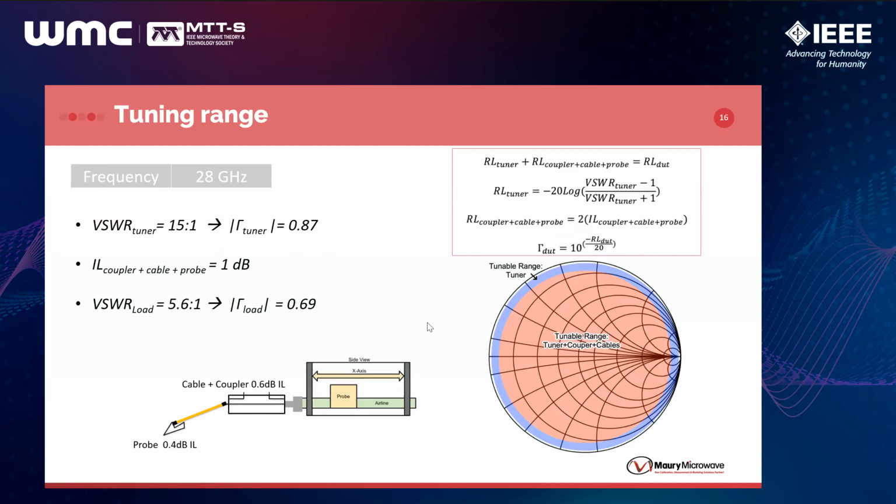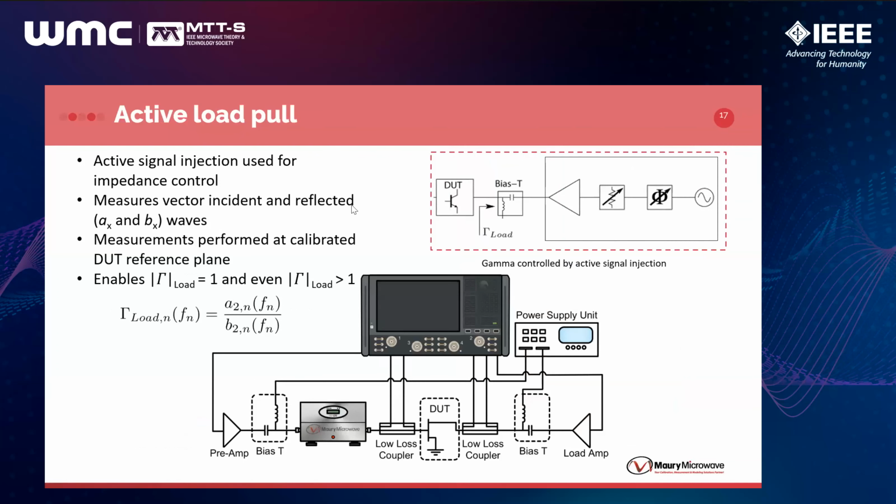Now, when we're talking about passive tuners or mechanical tuners, we cannot go without talking about the tuning range. These tuners are passive, so they are inherently lossy. And by being lossy, we reduce the tuning range, of course. If we add to that the couplers, the cables, the probe tips, if we are on wafer, this tuning range gets smaller and smaller. And as we know, if we want to characterize devices, especially at high frequency, like in this case at 28 gigahertz, we want to reach high gamma, then it becomes more challenging. So for that, we have what we call the active load pool.